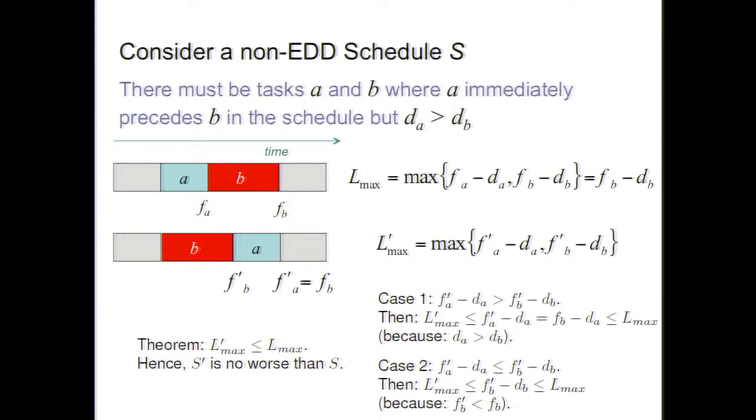Okay? So that's not an earliest deadline first schedule, right? Or earliest due date schedule is what this stands for. Okay, so if you have any non-EDD schedule, then you must have two adjacent tasks that you could reverse because their deadlines are in the wrong order. Okay? So pick two of those tasks and reverse them.